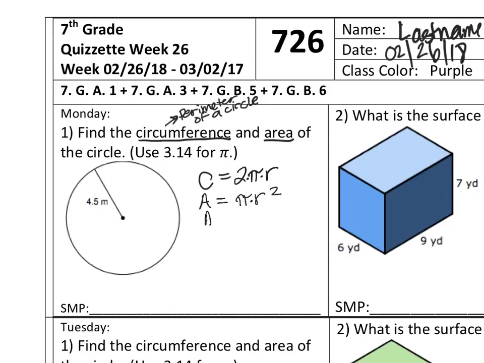Or you can also write it like this: area equals pi times r times r. These are the same thing. They're just written differently.